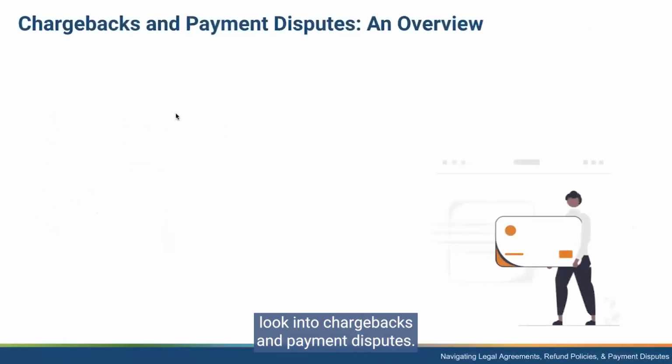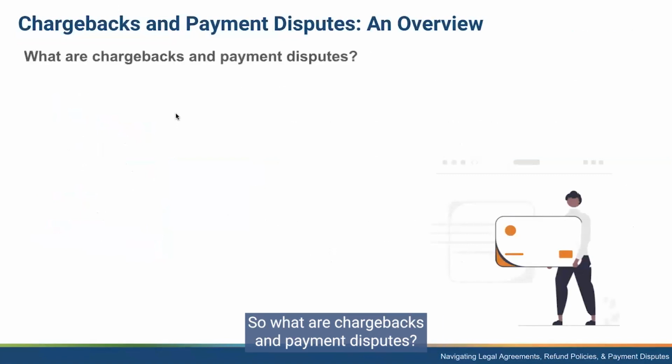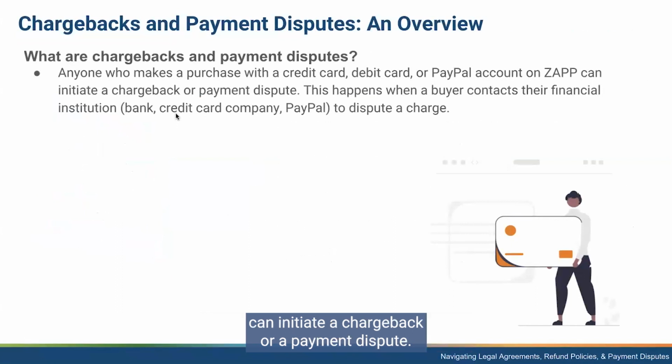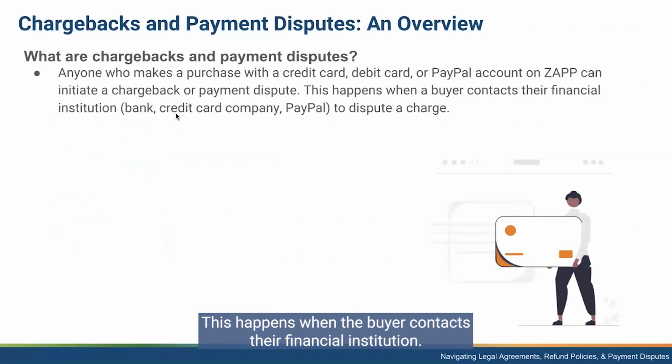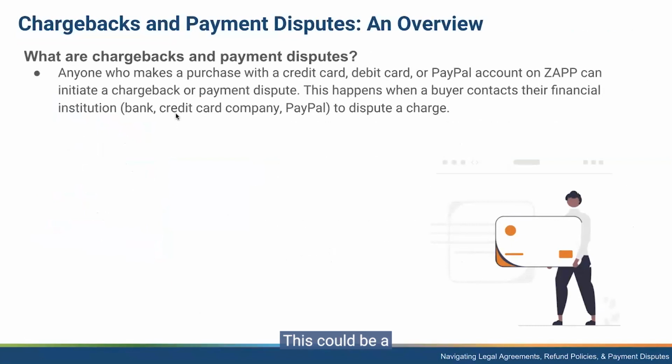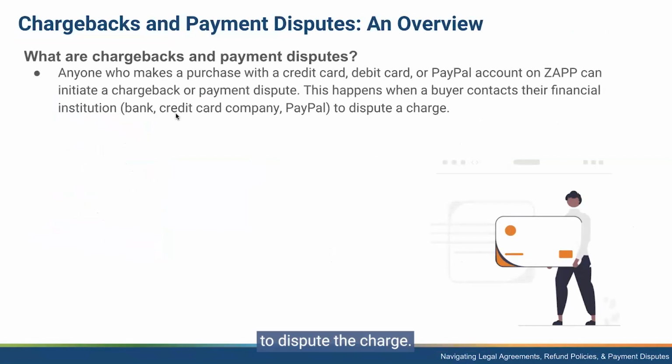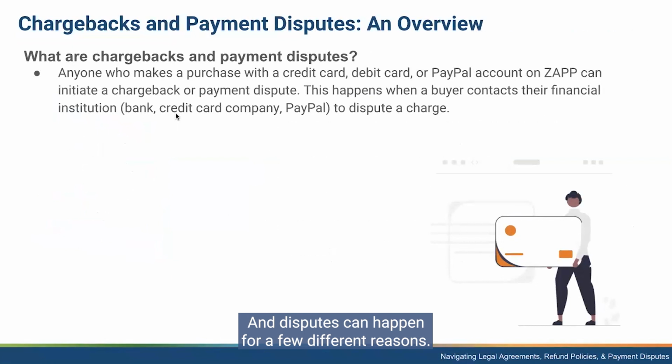Next, we'll get into chargebacks and payment disputes. So starting with a little bit of an overview. What are chargebacks and payment disputes? For the purposes of this situation with ZAPP, anyone who makes a purchase with a credit card, debit card, or PayPal account on ZAPP can initiate a chargeback or a payment dispute. This happens when the buyer contacts their financial institution. This could be a bank, credit card company, or PayPal itself if they have an account through it, to dispute the charge. And disputes can happen for a few different reasons.